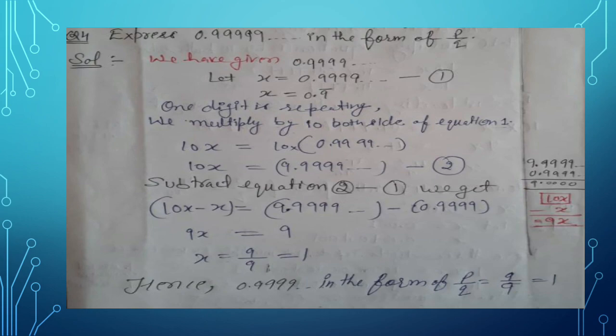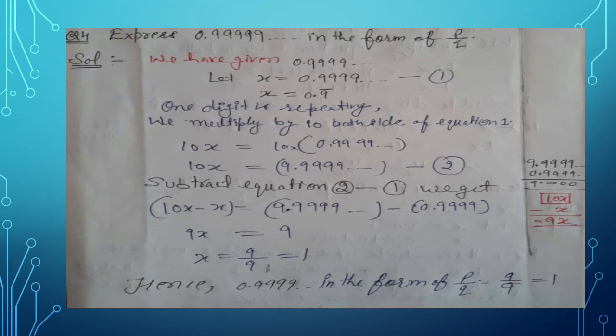One digit is repeated, as I told you, so we need to multiply both sides by 10. It becomes 10x, and on this side it becomes 10 into 0.999 and so on. After multiplying it becomes 9.999 and so on. Here you can write so many 9s because it is a non-terminating recurring decimal. After this we need to subtract equation 1 from equation 2. 10x minus x is 9x, and here 9.999 and so on minus 0.999. I did the subtraction in the rough area, you can see, and only 9 is left. The rest is going to be cancelled.